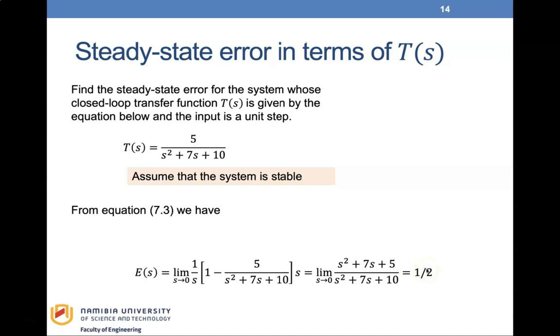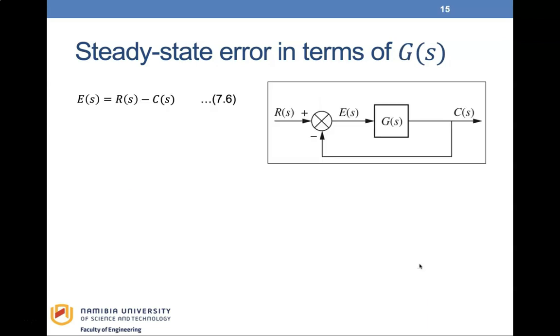Now let us show how you can compute the steady state error using the feed-forward transfer function, which is the G of S. The advantage of using the G of S for a unity feedback system to compute the steady state error is that we gain more insight into the analysis and design of the system. Now consider the unity feedback system in this figure. The error signal will be given by E of S is equal to R of S minus C of S. From the diagram, we also know that the output signal is given by C of S, which is equal to E of S G of S.